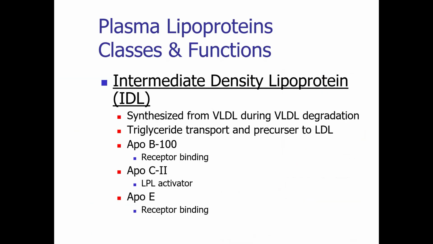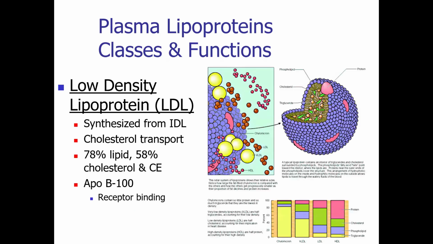And this is the IDL, which is synthesized from VLDL during VLDL degradation, and the main function is transport. It transports triacylglycerol and is a precursor to LDL, and it has ApoB100, which is also for receptor binding, and then ApoC2, which serves as an activator of lipoprotein lipase. Then we have ApoE. And then we have low density lipoproteins.